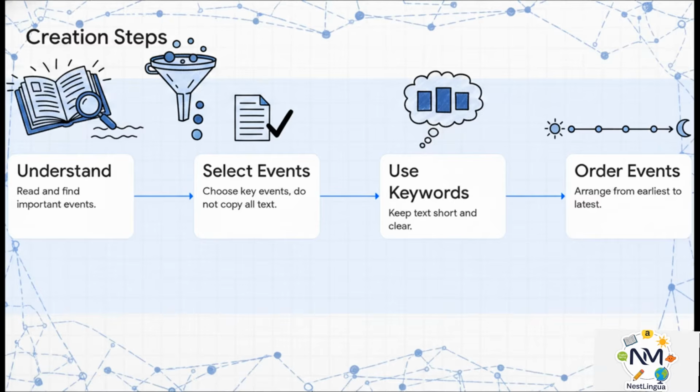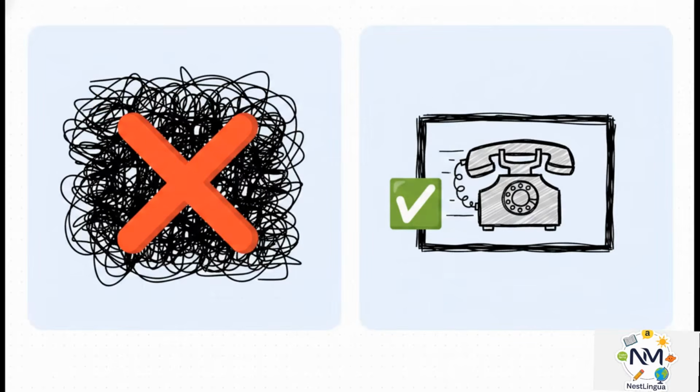The absolute secret here is filtering. Please do not copy whole paragraphs from your textbook. Step 3, translate those events into short, punchy keywords. And step 4, arrange them in chronological order, starting from the earliest date right down to the latest date. Just look at the visual difference between these two approaches.